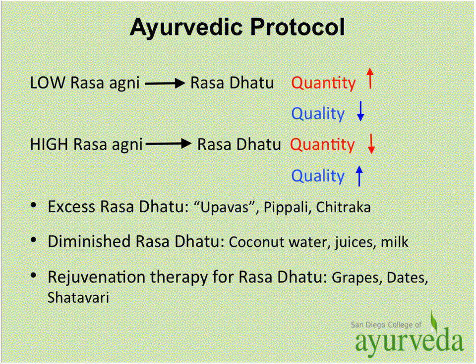Then for diminished Rasadhatu, we can give coconut water, different juices, milk. And for rejuvenation of Rasadhatu, or rasayana therapy, we can give grapes, dates, and shatavari. We will talk about these different herbs in the next slide.